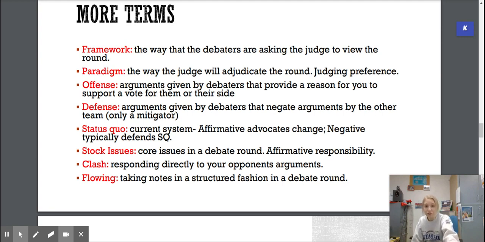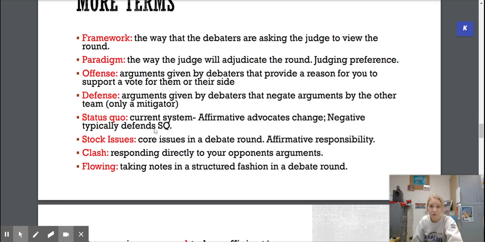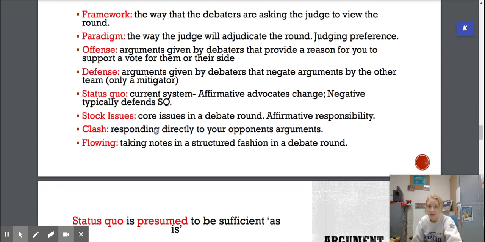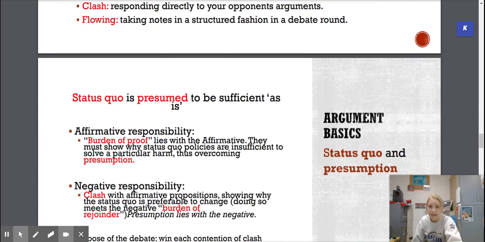Then we have stock issues, and we've talked about stock issues already, but stock issues are really those core issues in the round. The affirmative has to uphold their stock issues. And we have clash, and again, that's responding directly to your opponent's arguments. The last thing is flowing, which is our form of note-taking. Policy has flowed a little bit different than the other types of debate, so we will focus on that in our next lesson.